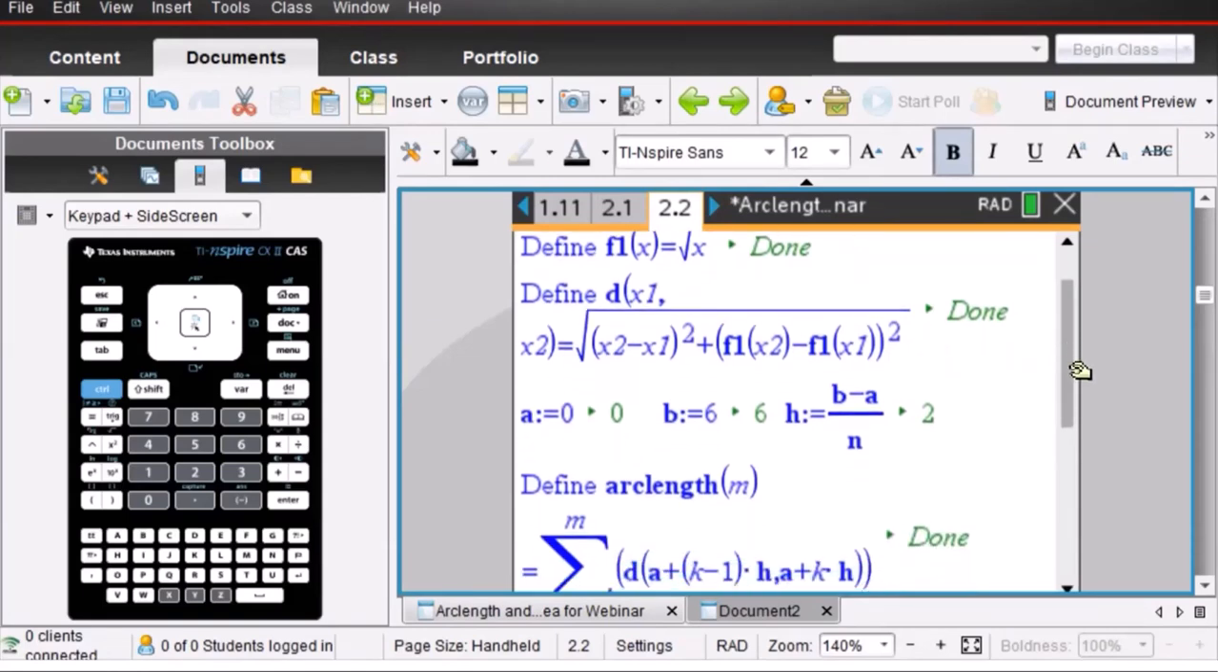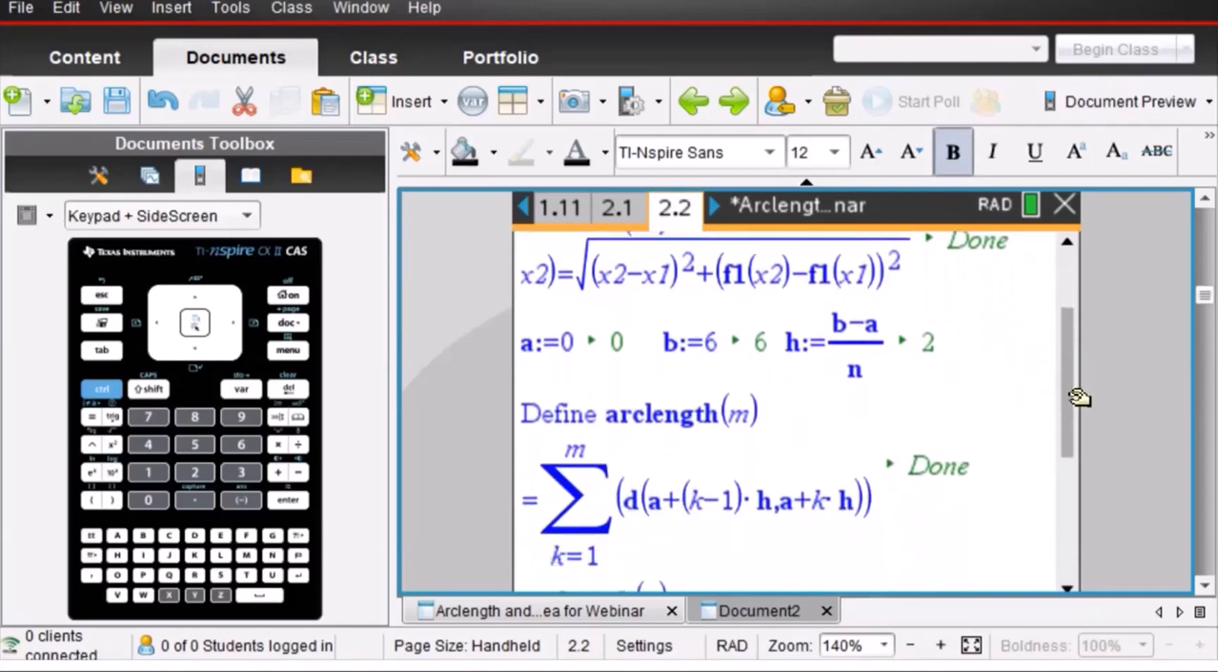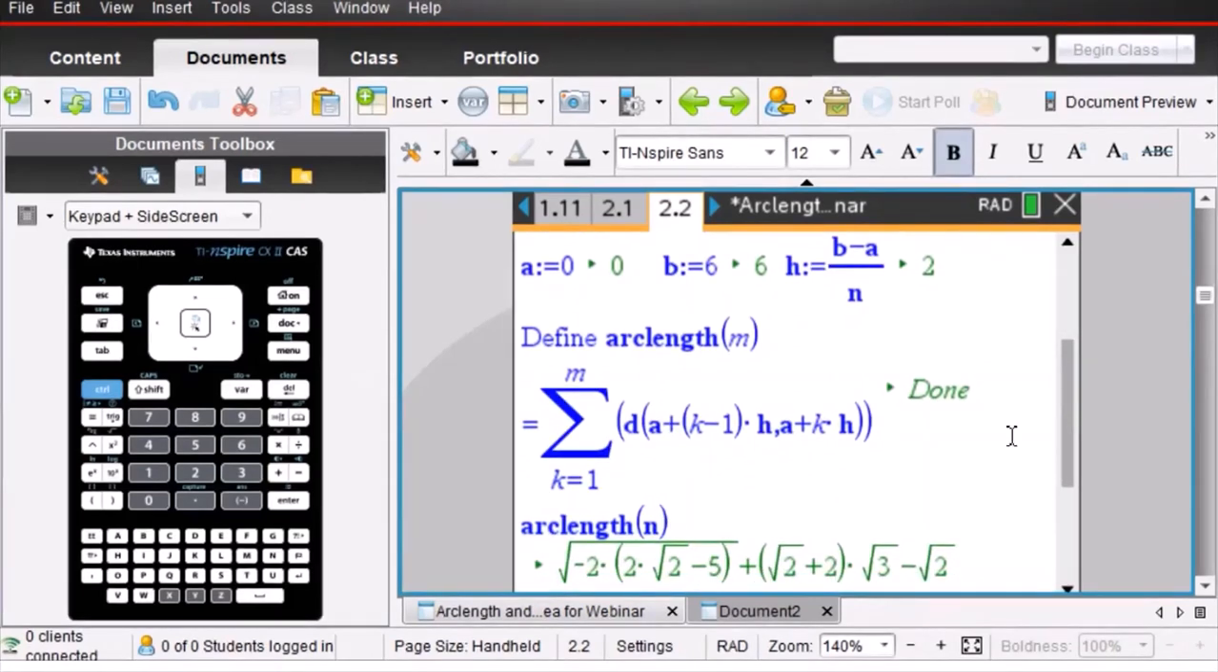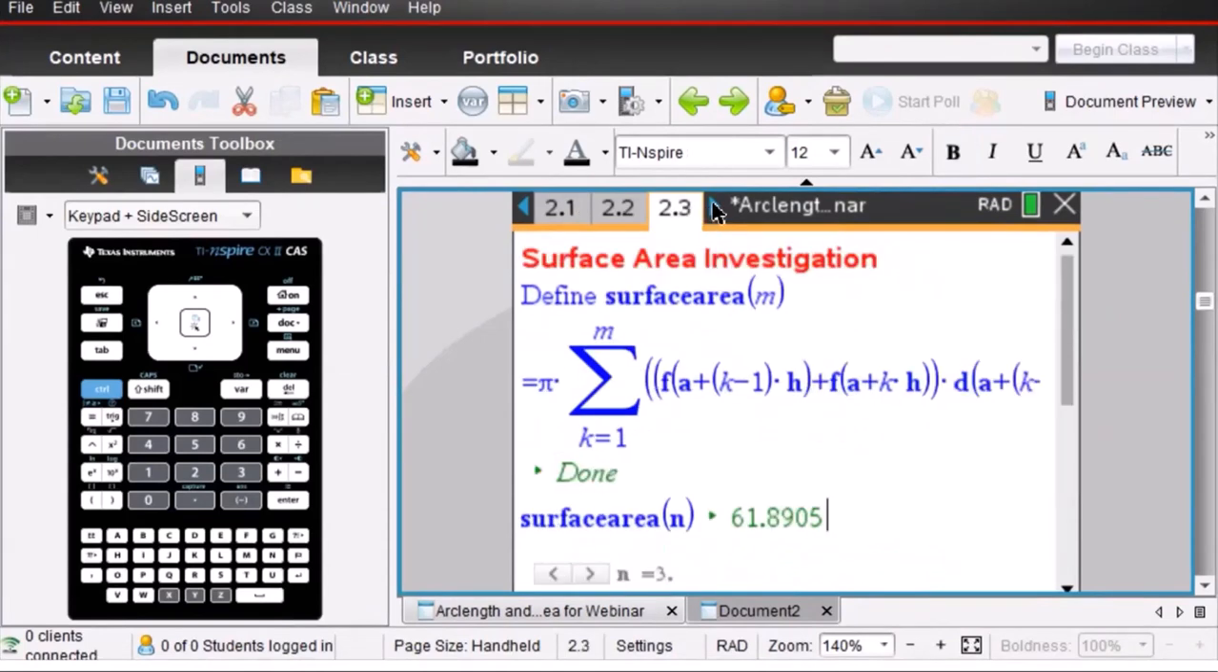I've defined a to equal 0 and b to equal 6 and h to equal b minus a over n. And then I've got my formula for my arc length m, where m is the number of sub-intervals that I'm actually calculating. The CAS calculator has given the exact answer here. We could press Control Enter, as I said, to get an approximate answer. The surface area formula, remember it was f of xi plus f of xk times the distance formula. And again, that is a nice little result, which will then generate all the results.